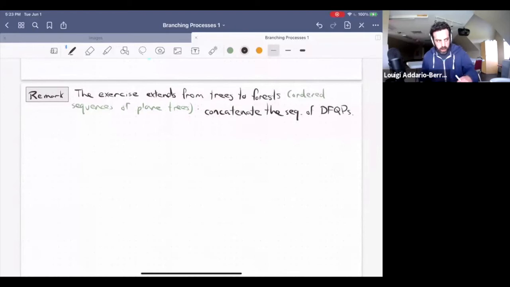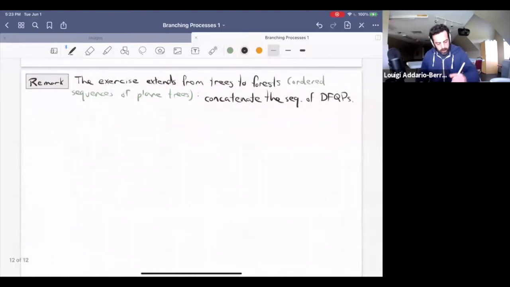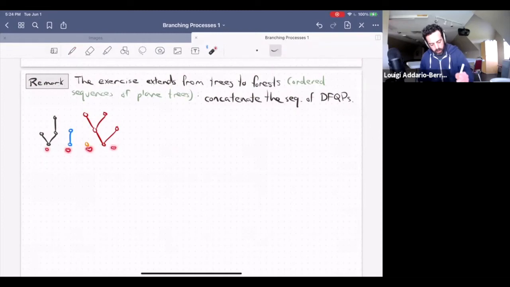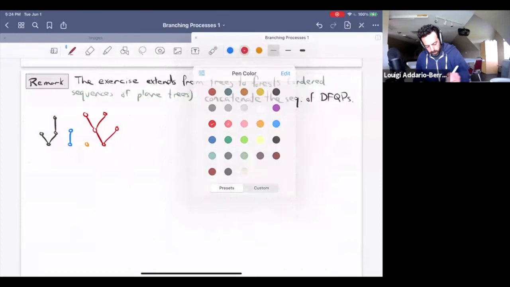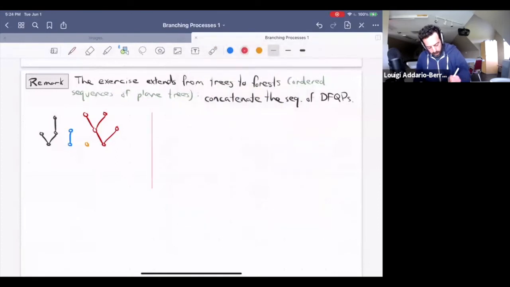Okay, so let me draw a quick example of what I mean by that. Imagine that we have a sequence of plane trees. I'll draw each one a different color so that you can more easily see what's going on in the excursion I'm about to draw. So let's think about this ordered sequence, left to right: black, blue, yellow, red, of plane trees, okay?